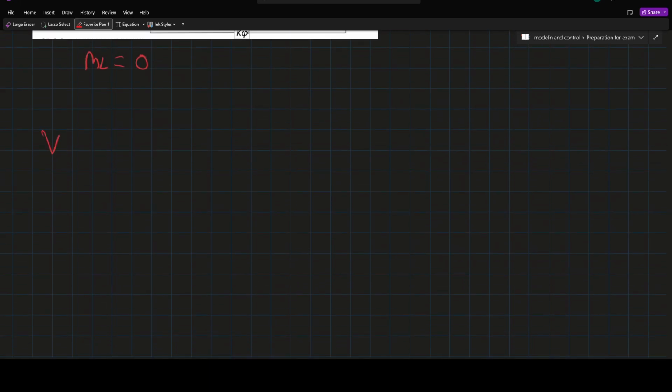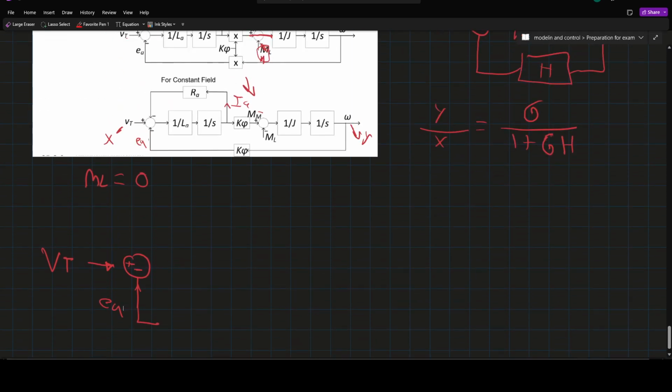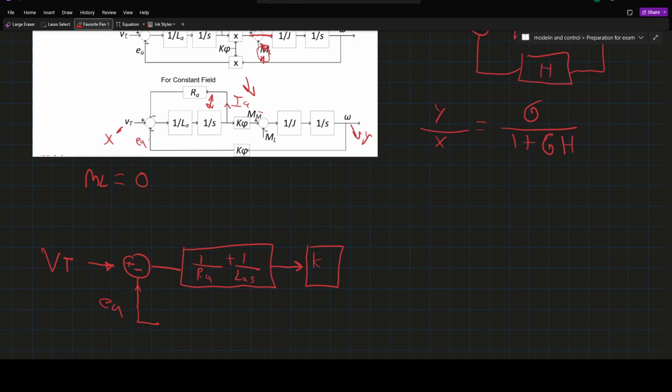So if we write a new block diagram, it's gonna be here plus minus. Here we're gonna have coming here is gonna be EA, and now these two are in parallel, so we can write them in parallel. It's gonna be 1 over RA plus 1 over LAS. So I just multiply these two because they are in series. And now we are gonna have here our K5.